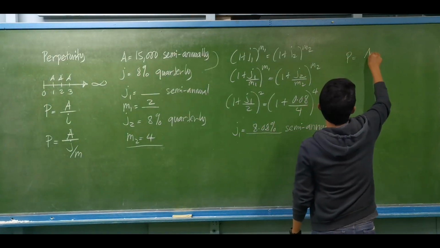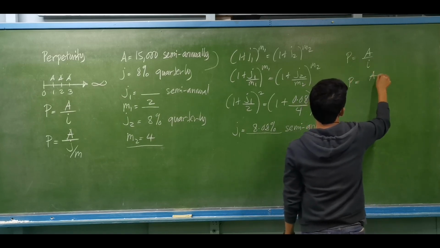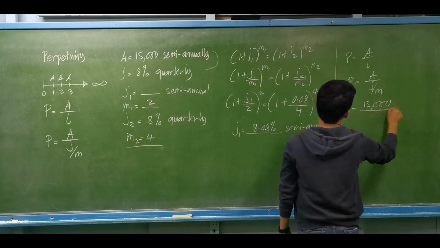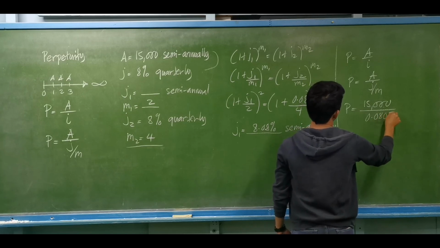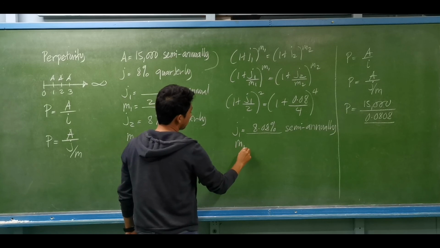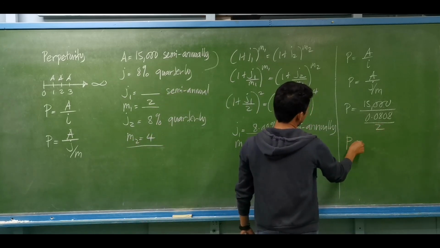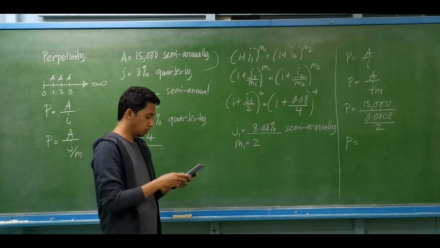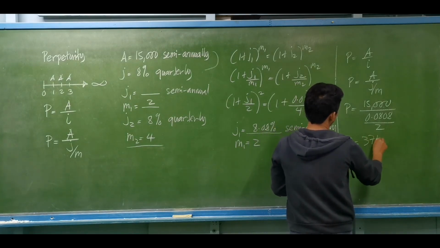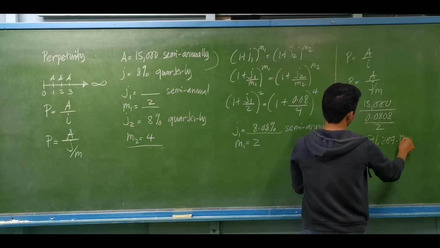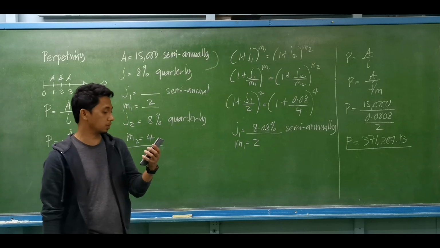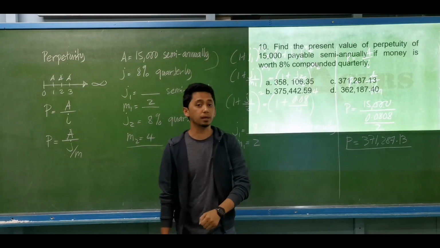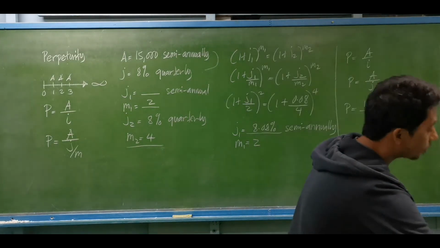We have the present amount equal to the annuity divided by i, which is the annuity divided by the nominal rate divided by the number of compounding periods. So the present amount is 15,000 divided by the computed semi-annual rate 0.0808, divided by 2, since it is semi-annual. That gives us a value of 371,287.13. So let us check. Okay, we have letter C, equal to 371,287.13. So that's our example for perpetuity.